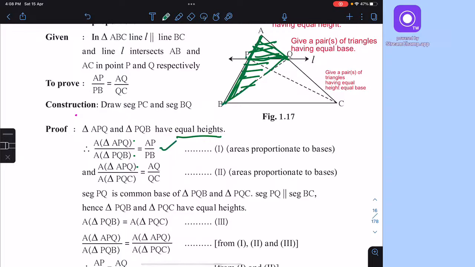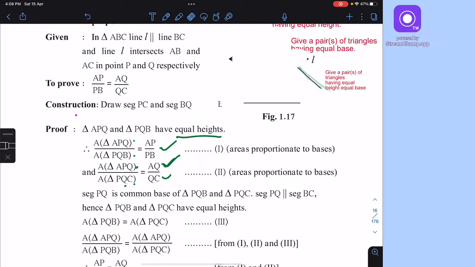Similarly, if you consider APQ and PQC, these two triangles, their bases AQ and QC are on the same line, and P is the common vertex. Therefore the ratio of their areas is equal to the ratio of their bases. The base of APQ is taken as AQ and the base of PQC is taken as QC. These AQ and QC are the bases conveniently taken here.